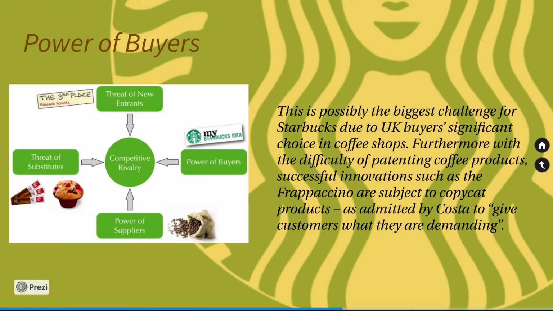Furthermore, with the difficulty of patenting coffee products, successful innovations such as the Frappuccino are subject to imitation, as admitted by Costa, to give customers what they are demanding, which gives power to the buyers, and they have more power to choose whatever they want. And for Starbucks to capture the minds of their buyers, they need to come up with new trends and new inventions to get consumers buying the product constantly and consistently.